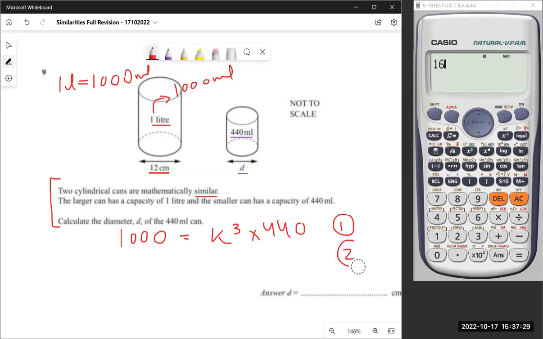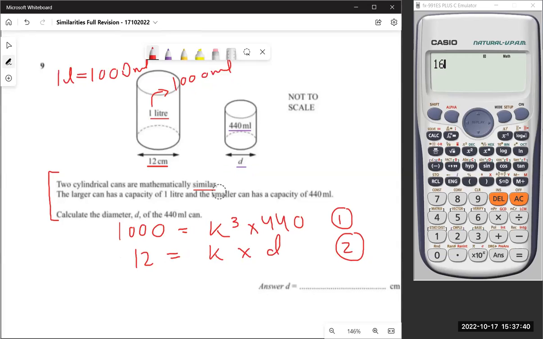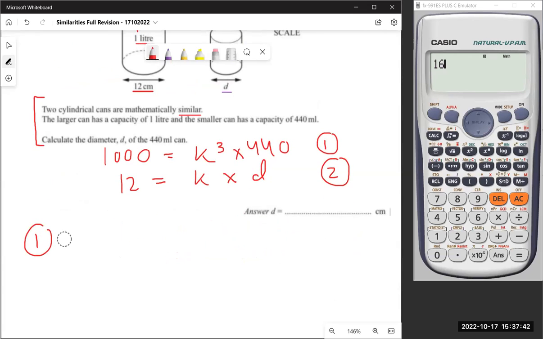Now the second one is, well, the same thing will apply for the length. Now this is not volume, it's a length, right? It's a measurement. So we'll say 12 is equal to K into D. Now from the first equation, let's solve it and find K.